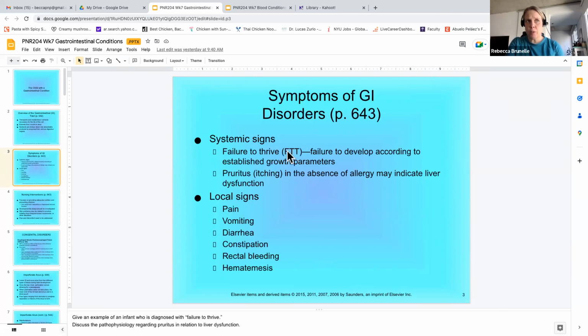So when we talk about systemic signs, we're talking about signs that you see throughout your body. A common systemic sign that you might see is failure to thrive, or not gaining weight appropriately. And then there's also some degree of itching. You can have itching when you have liver dysfunction, or when you're having a food allergy and you might have some general inflammation in your GI tract. So sometimes a more subtle sign of a problem with your GI tract is just widespread itching. And then you also have your local signs like vomiting, diarrhea, pain, constipation, rectal bleeding. Hematemesis is bleeding or vomiting blood.